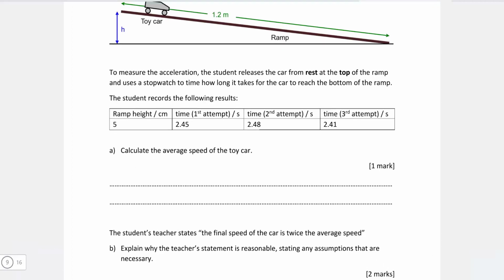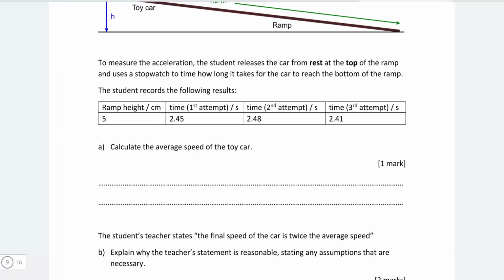Okay, so to calculate the average speed of the car, I'm going to need the average time. So to find the average time, all I need to do is find the algebraic average. So in my calculator, I'm going to put 2.45 plus 2.48 plus 2.41. Then I'm going to divide that by 3, and this is equal to 2.449, I think. So up to 3 significant figures, this will just be equal to 2.45 seconds.